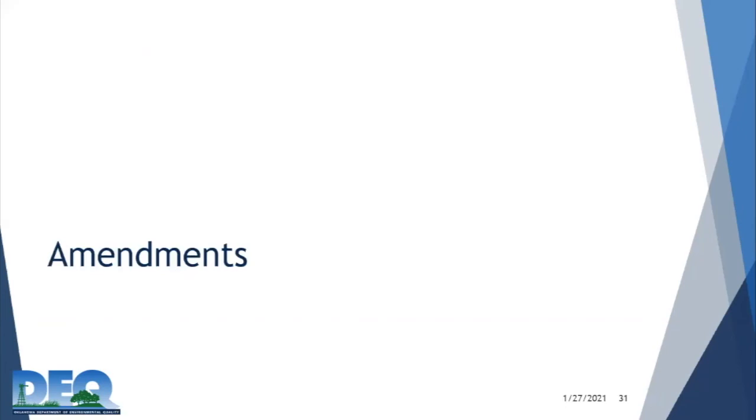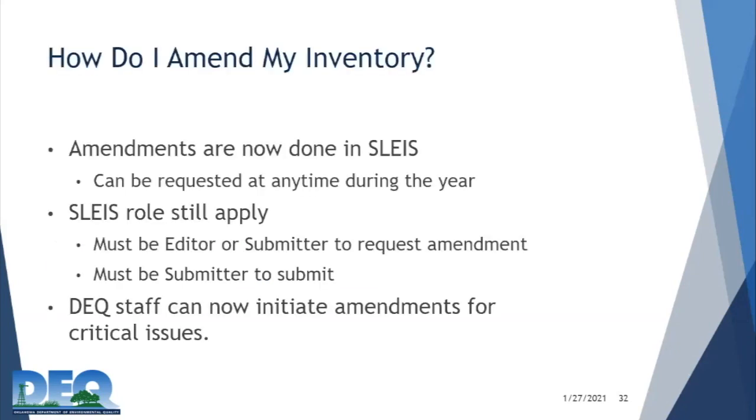All right, the last thing I want to touch on is amendments. If we find something in our internal QC, we might ask you to do an amendment. You might come across things on your own that you realize, hey, we did this wrong and we need to correct and do an amendment for one of our reports. We're going to talk real quickly about how that is going to be done in Slice.